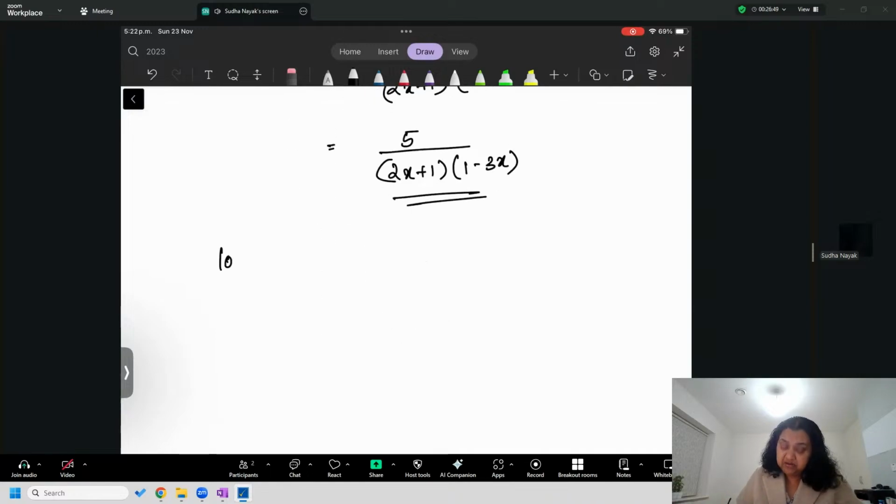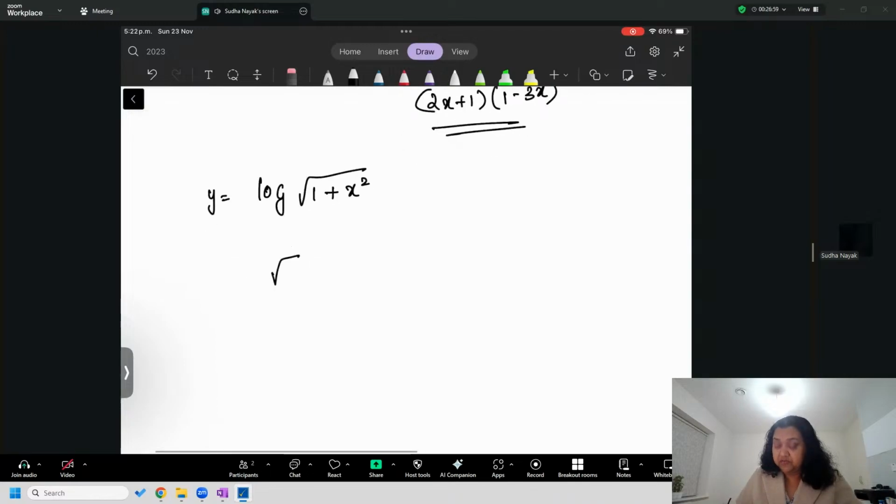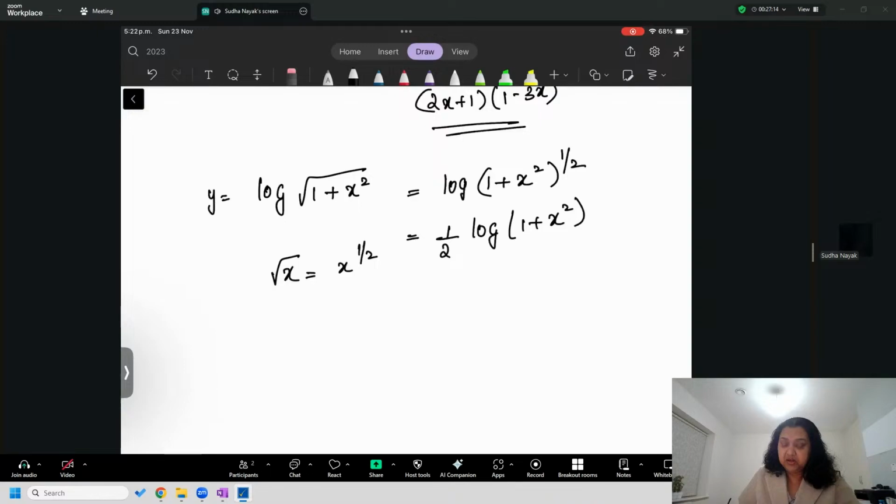Again, another special case of logarithm. Suppose you have a question like y is equal to log of the square root of 1 plus x square. As I said in the beginning, whenever you see a square root, you have to put it as a power of 1 over 2. So here I can write it as log of (1 plus x square) to the power of 1 over 2. And that can be simplified as 1 over 2 log of (1 plus x square) with the log rules.